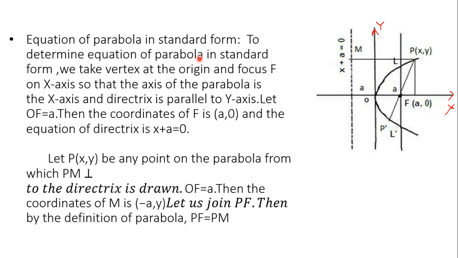To determine the equation of a parabola in standard form, we take the vertex at the origin. Here we have taken the vertex at the origin and the focus F on the x-axis, so that the axis of the parabola is the x-axis and the directrix is parallel to the y-axis. So the axis and directrix are perpendicular to each other, and the coordinate of focus F is (a, 0). This is a step right from the vertex. The equation of the directrix is x = -a, so x + a = 0.